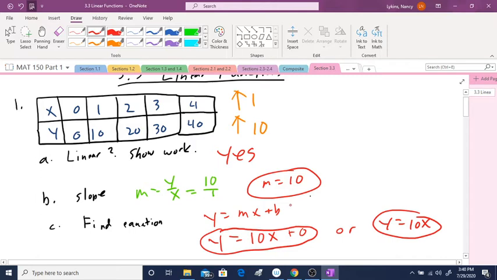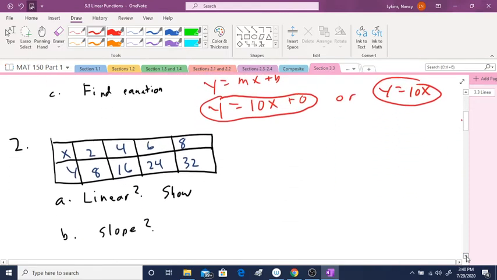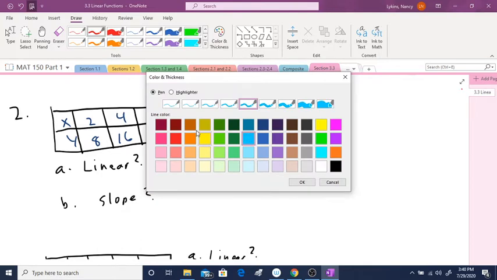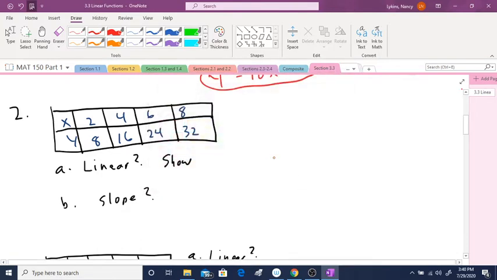So the key to these is to see patterns of x and y, understanding the slope. At any point during this lesson, please pause it, work it out, and see what you can come up with. Let's take a look at number 2. First of all, is it linear? Show your work. And what is the slope?